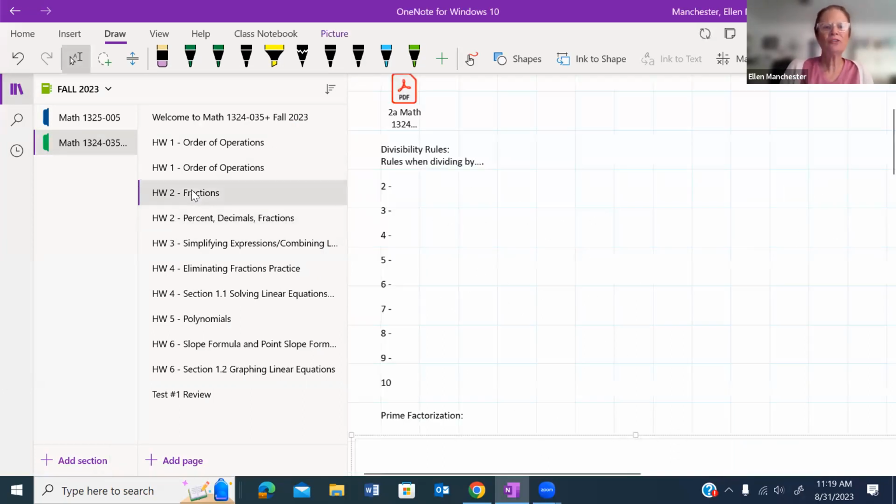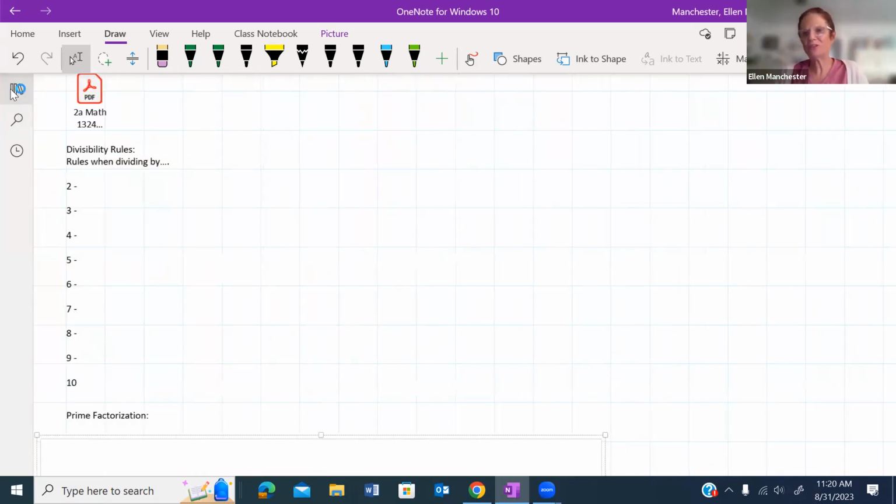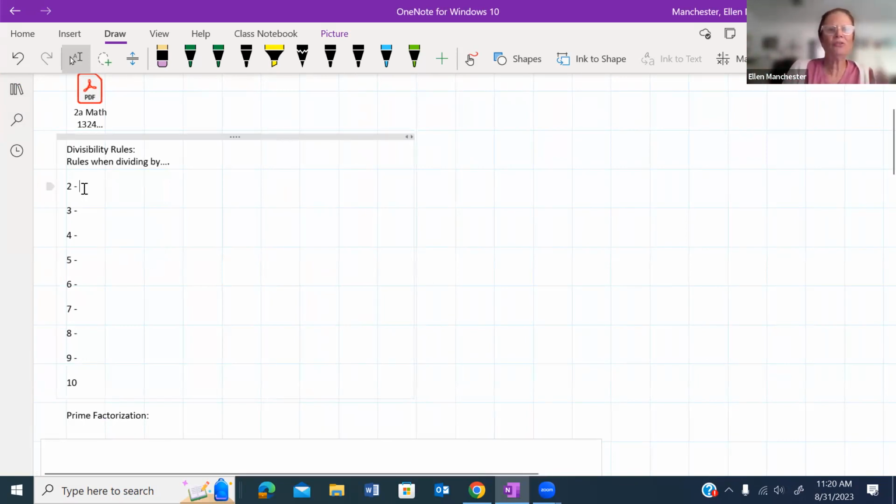All right, so homework 2 is all about fractions, decimals, percents. The best way to get really good at fractions is to be able to divide and multiply quickly. With fractions, that whole idea of simplifying is just division. So if you can pick up how numbers are divided quickly, you are going to be so much better at simplifying fractions.